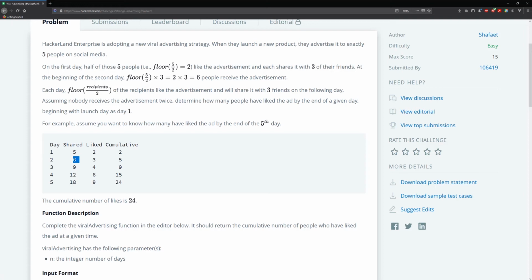What we do is we take the number of people who shared the advertisement on the second day, and we need to go ahead and floor that, which is going to be the number of recipients divided by 2. In this case, we get 3 new likes. So the new likes is going to be 3 plus 2, that gives us 5 for the accumulation. So I think we have enough information to solve this problem. All you got to do is follow the steps on how the equation is, the numbers are given to you, and then figure out how to generate those numbers in that order.